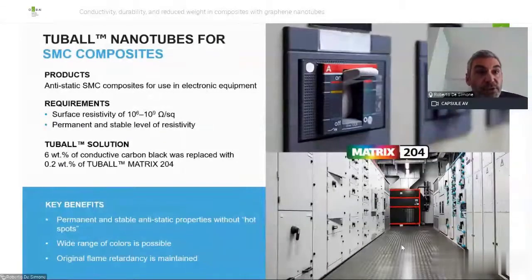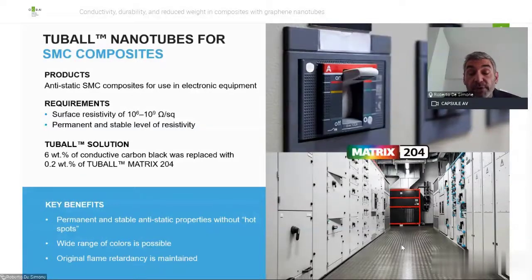Another application, the third one, is SMC composite. You can achieve a very antistatic SMC for usage in different electronic equipment like electronic boxes or stuff like that. Even in this case, 6 to 8% of carbon black could be easily replaced by 0.2% of tubal matrix, keeping more or less the same benefit.